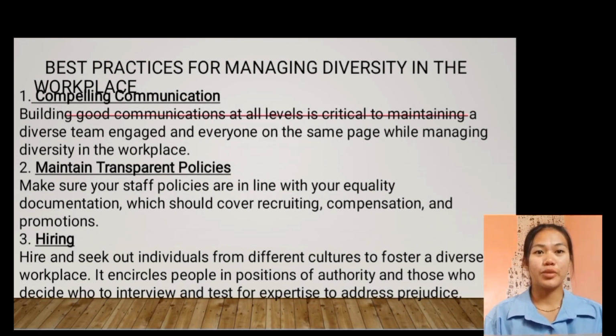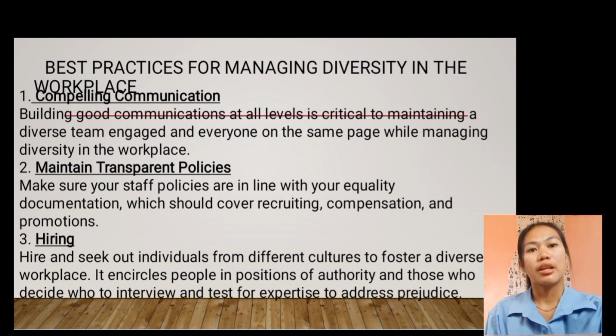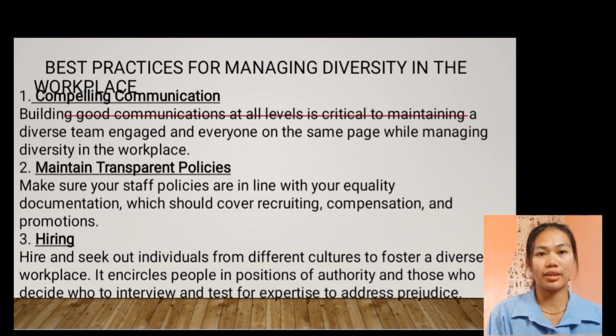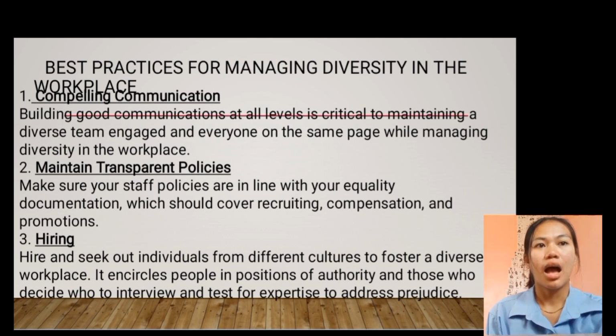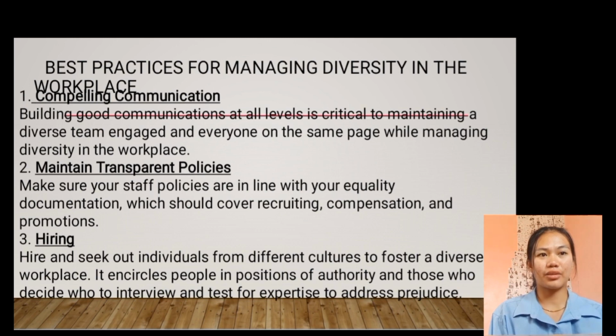First, compelling communication. Building good communication at all levels is critical to maintaining a diverse team. Engage everyone and keep them on the same page while maintaining diversity in the workplace. Second, maintain transparent policies. Make sure your staff policies are in line with your equality documentation, which should cover recruiting, compensation, and promotions. Third, hiring. Hire and seek out individuals from different cultures to foster a diverse workplace.